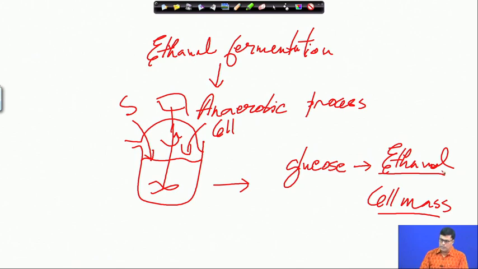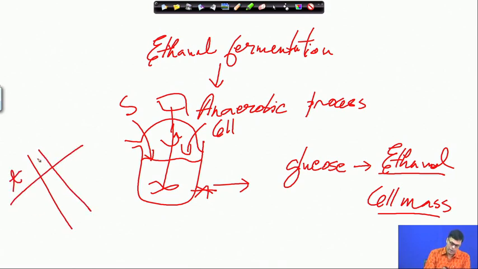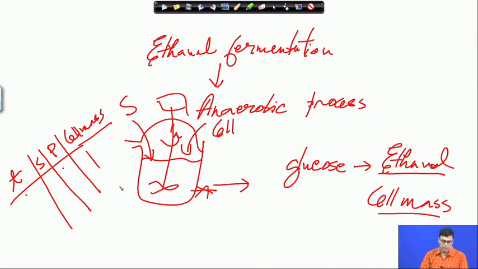So in the present problem, we have carried out this experiment. We draw samples here and prepare a table with respect to time. We find out the substrate concentration, the product concentration, and the cell mass concentration. At different times we can find out these different concentrations.